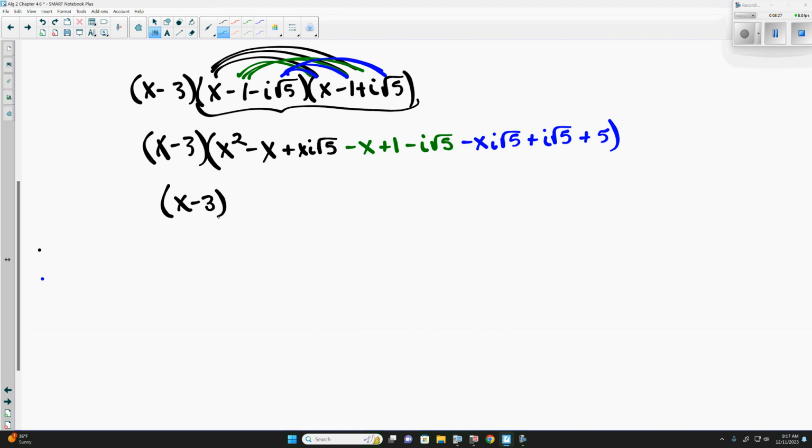Now we have 9 terms there. We're going to simplify that down. Well, our xi square root of 5 and negative xi square root of 5 become 0. Our negative i square root of 5 and our positive i square root of 5 become 0. And after doing this, all of our radicals and i terms are gone. And what that leaves us with is x squared. Our negative x minus x is negative 2x. And our positive 1 and positive 5 give us plus 6.